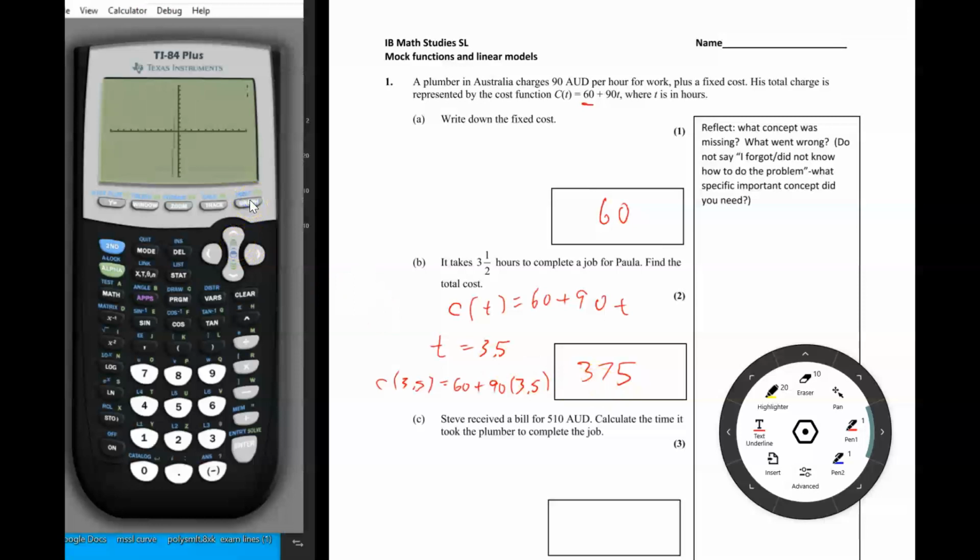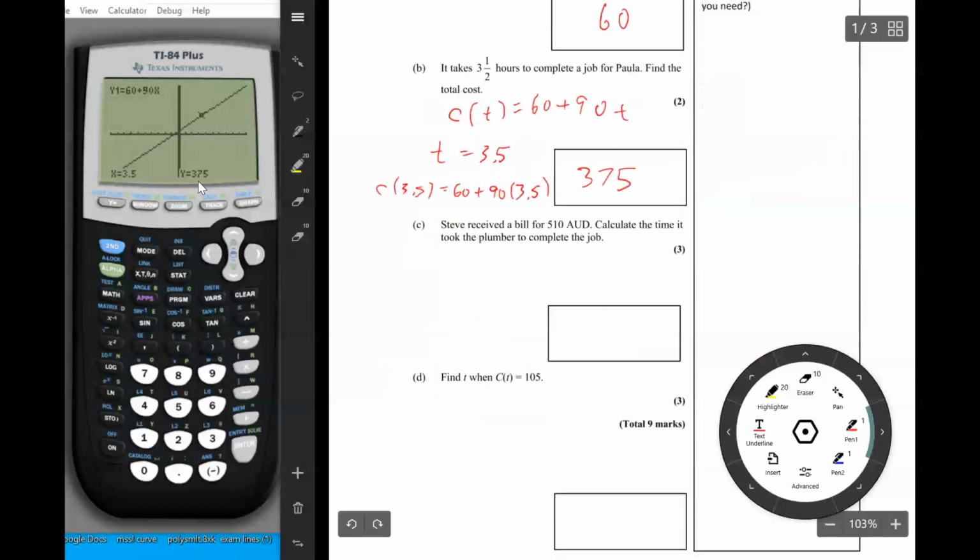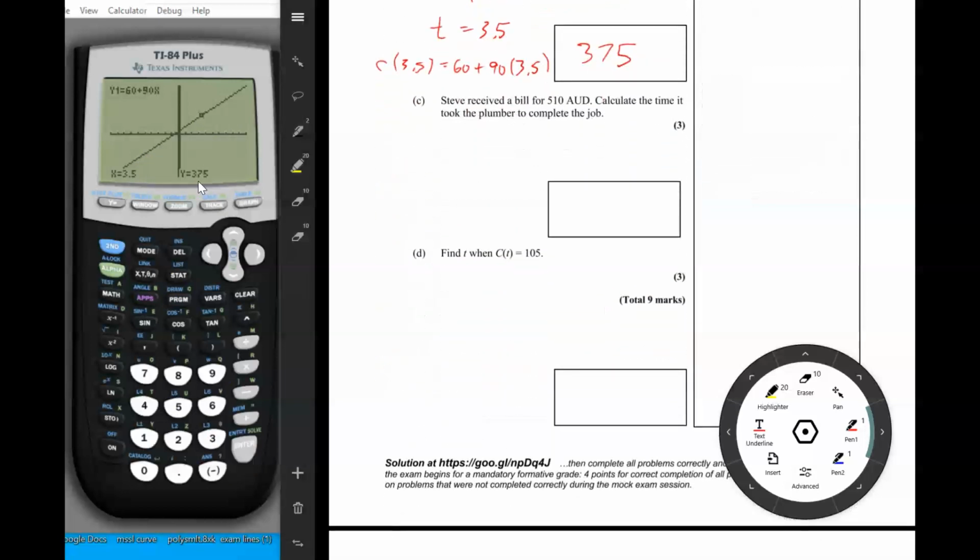Another way you could do it is you could look at the graph. And if you look at the graph, it's kind of hard to see because the line goes off the screen immediately, but we could do zoom fit, and then we could see the entire line on the screen. And if we do that, then we could use trace 3.5 to find out when the line has an x value of 3.5. So we go trace 3.5, and that'll show me that the y value that corresponds to x equals 3.5 is 375, as we just saw. Okay, so those are three different ways to do it. Let's go to C. Steve receives a bill for 510 Australian dollars.